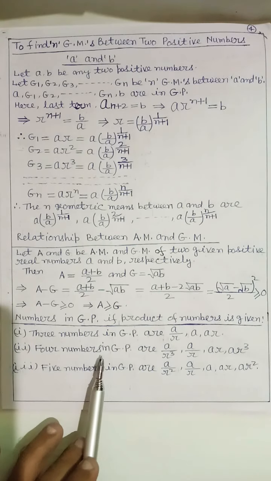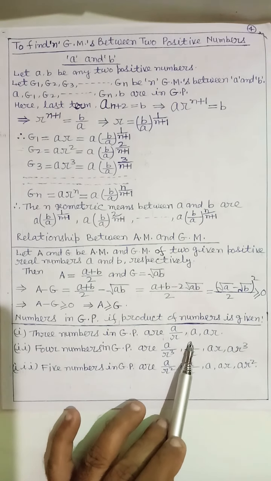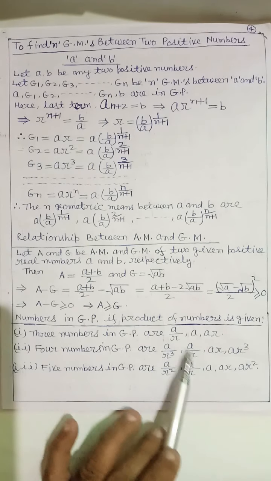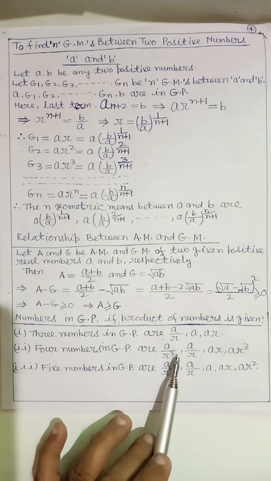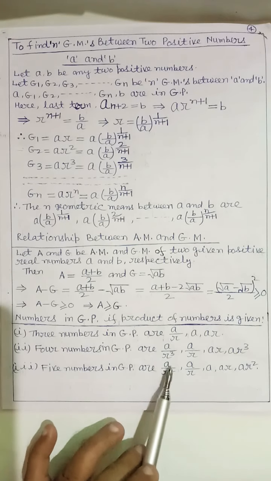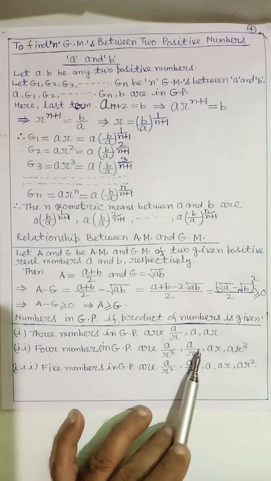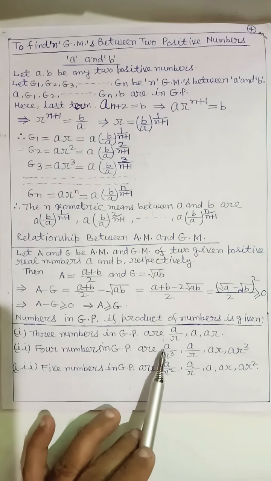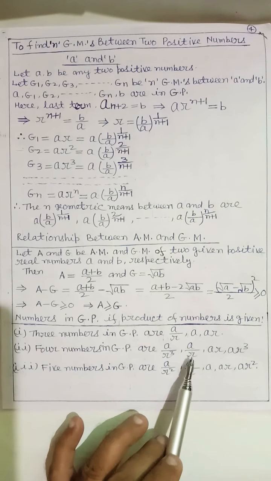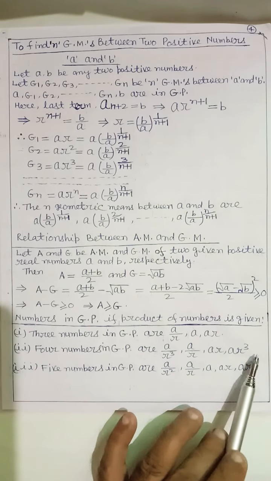4 numbers in GP are a by r cube, a by r, ar, ar cube. Can you tell me what the common ratio is? The common ratio is r square. This is the first term, a by r cube. Then with common ratio r square, a by r cube into r square, you will get a by r. Again you multiply by r square, you will get ar. Multiply again, you will get ar cube.